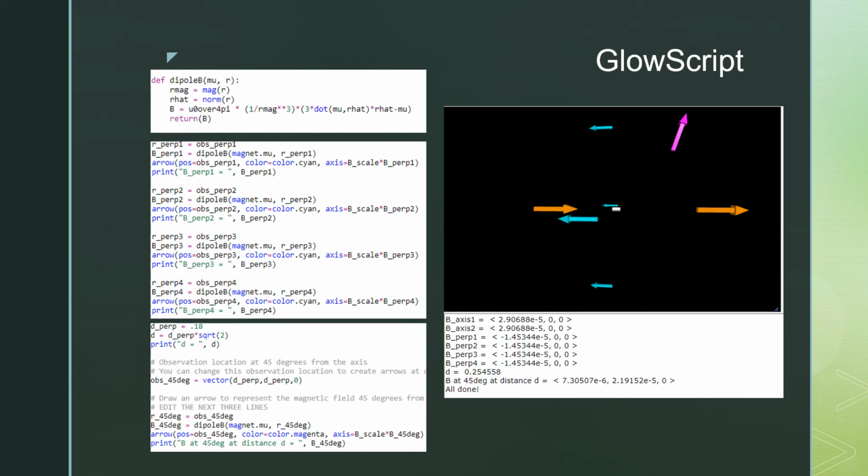This is my GlowScript code. At first, using the formula for the magnetic field, a function is written to run multiple times for different arrows. Along with that, multiple arrows are created to show the magnetic fields with magnitude and direction at different observation locations. An arrow for the perpendicular field at 45 degrees was also created for reference. And one major observation that could be made is that arrows on the axis of the magnet are twice as long as the ones on the perpendicular axis to the magnet.